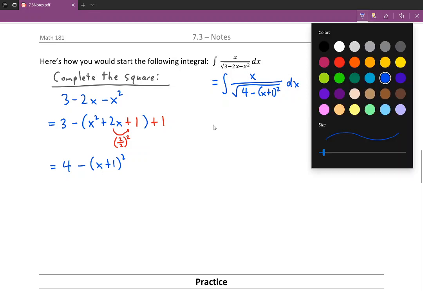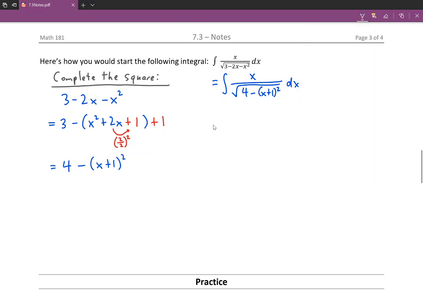And this actually helps out because now what we can do is either do a u substitution, let u equal x plus 1, and then it'll turn into the square root of 4 minus u squared, which is something that we can handle using trig substitution, or just go directly into the trig substitution by letting x plus 1 equal, in this case, 2 sine theta. So let's let x plus 1 equal 2 sine theta. After we do that, the whole radical will collapse.